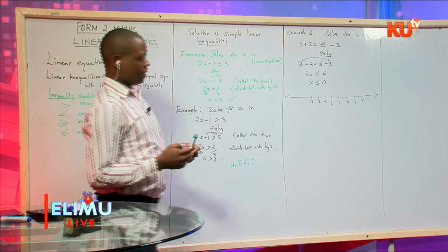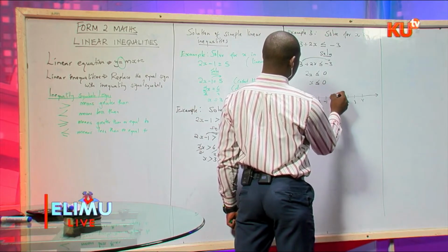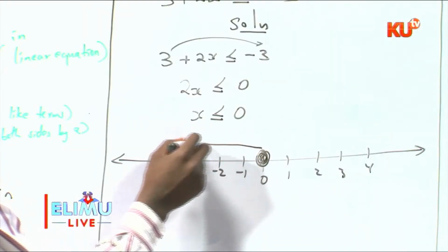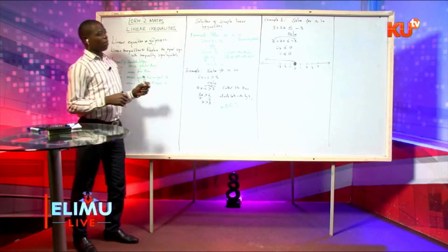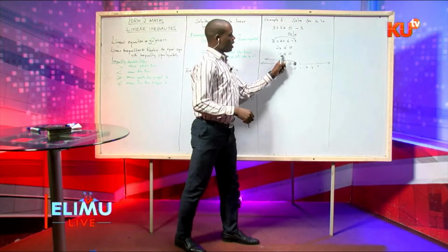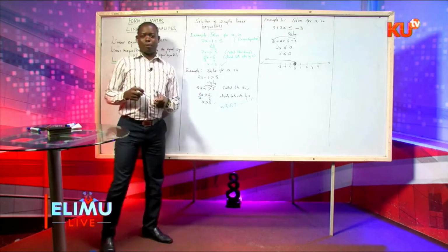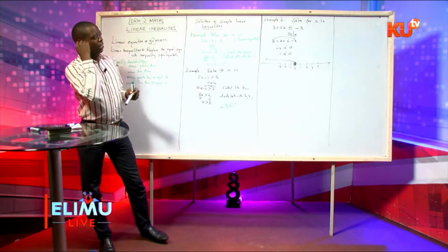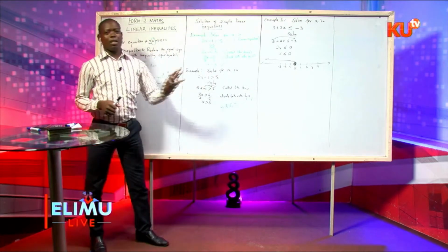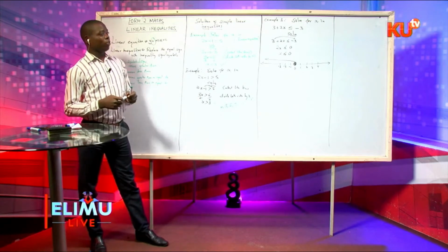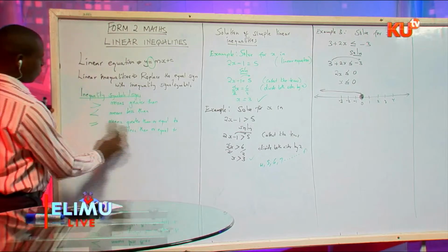The values of x in this case, at x equals 0, the values of x which are less than 0 are defined by all the values of x to the left of 0. So that is how we can represent again this solution, that x is not only equal to 0, but all the values that are less than 0. And that is what the inequality number 3 will mean. So these are what we call simple linear inequalities, connected to what we call solutions of linear equations with one unknown in form 1.